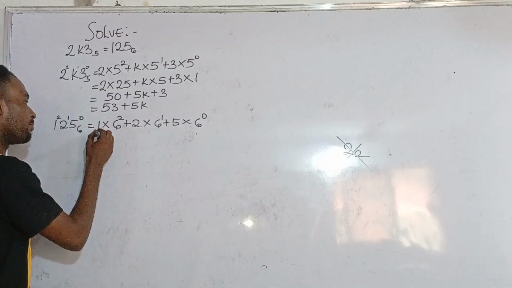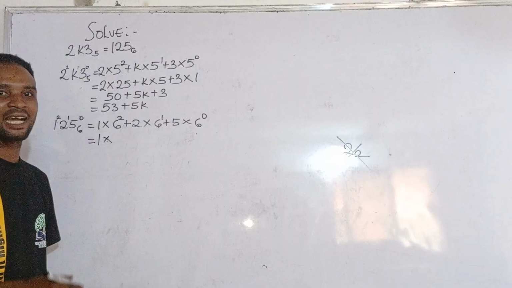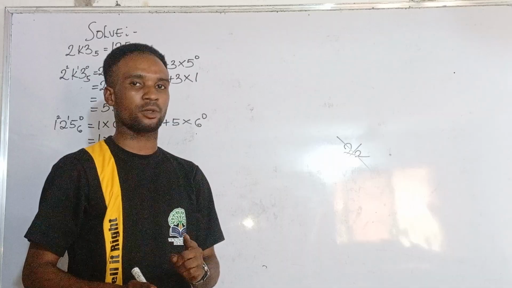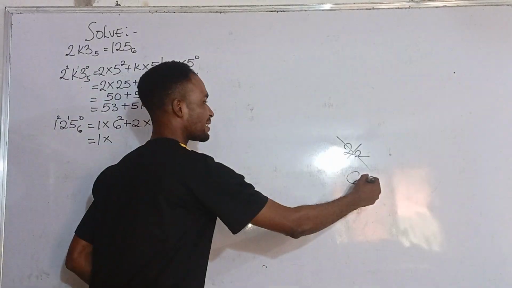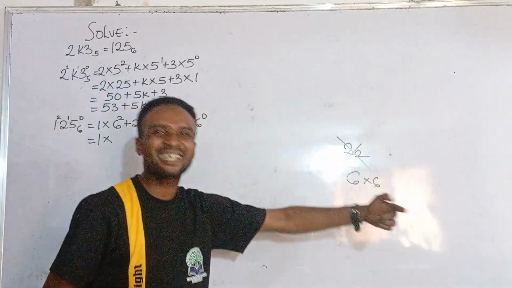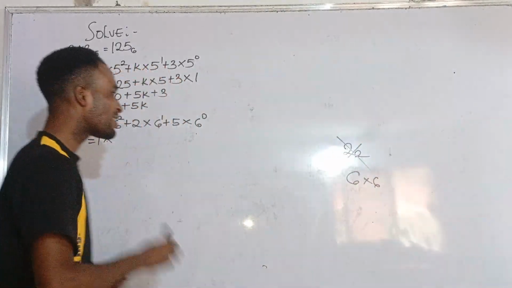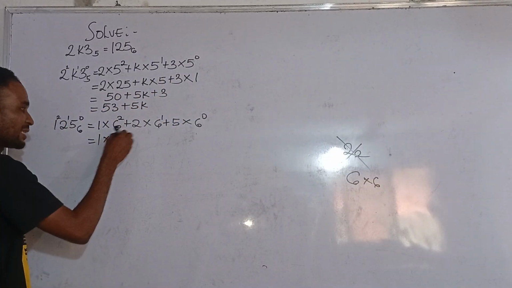Don't forget that. Bring down my 1, multiply, right? 6 raised to the power of 2. Do not make that mistake by saying 6 times 2. You are wrong. 6 raised to the power of 2 simply means 6 times 6. How many 6 can you see here? 2, right? That is 6 raised to the power of 2. So 6 raised to the power of 2 will give us 6 times 6. That gives me what? 36.